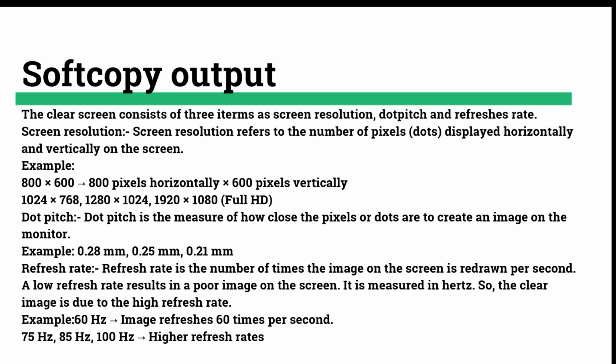Refresh rate. Refresh rate is the number of times the image on the screen is redrawn per second. A low refresh rate results in a poor image on the screen. It is measured in hertz. So, the clear image is due to the high refresh rate. Example: 60 Hz, the image refreshes 60 times per second. 75 Hz, 85 Hz, 100 Hz are higher refresh rates.